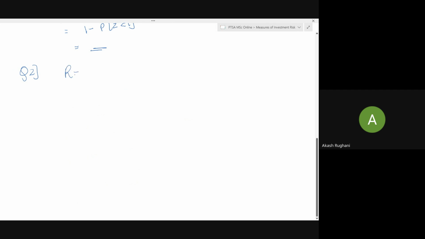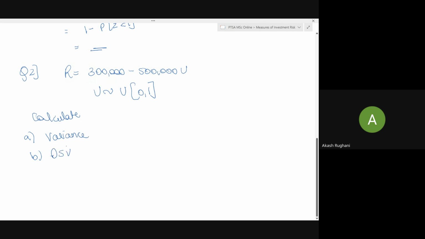Now R is equal to 3 lakh minus 5 lakh U, where U is a uniform 0-1 distribution. Calculate variance, downside semivariance, and shortfall at 50,000.